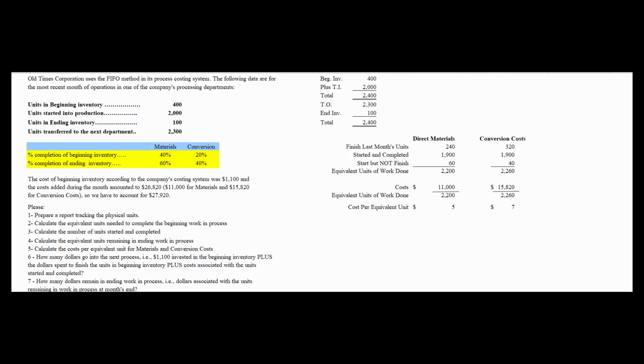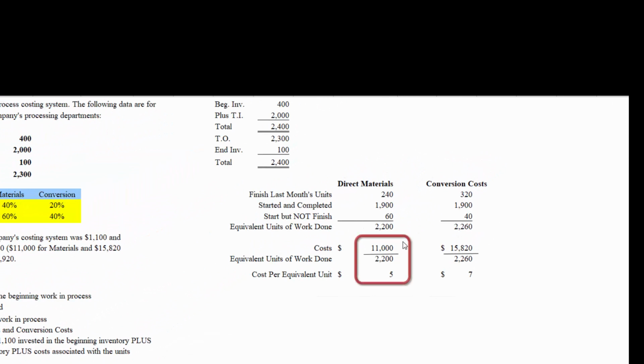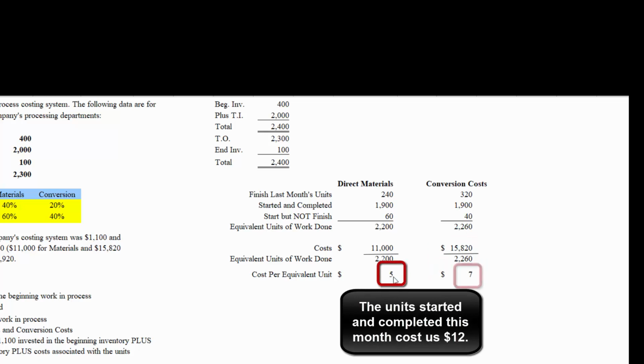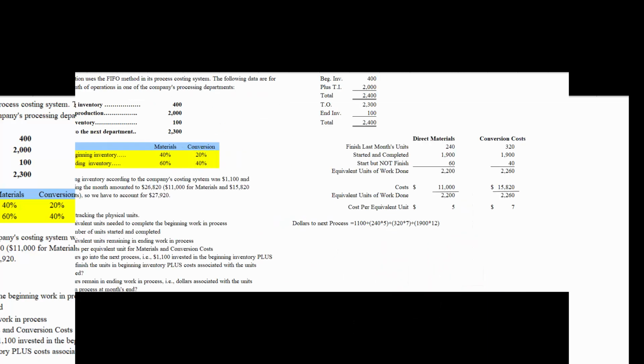The next part may be the easiest part in the whole FIFO method. What's our cost per unit? Well, they gave us $11,000 in materials this month. $11,000 of direct materials divided by 2,200 equivalent units worth of work means our cost per unit as far as materials goes is $5. And $15,820 in conversion costs. Remember, conversion costs are factory overhead and factory labor, divided by our equivalent units worth of work done of 2,260 means that our cost per equivalent unit for conversion costs is $7. So to make a unit this month, we spent $5 on materials and $7 on conversion costs.